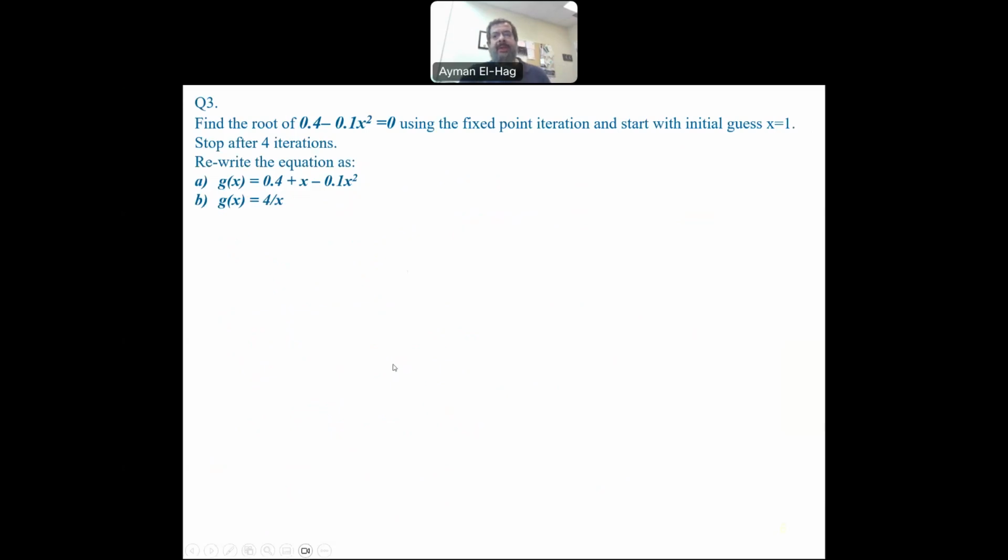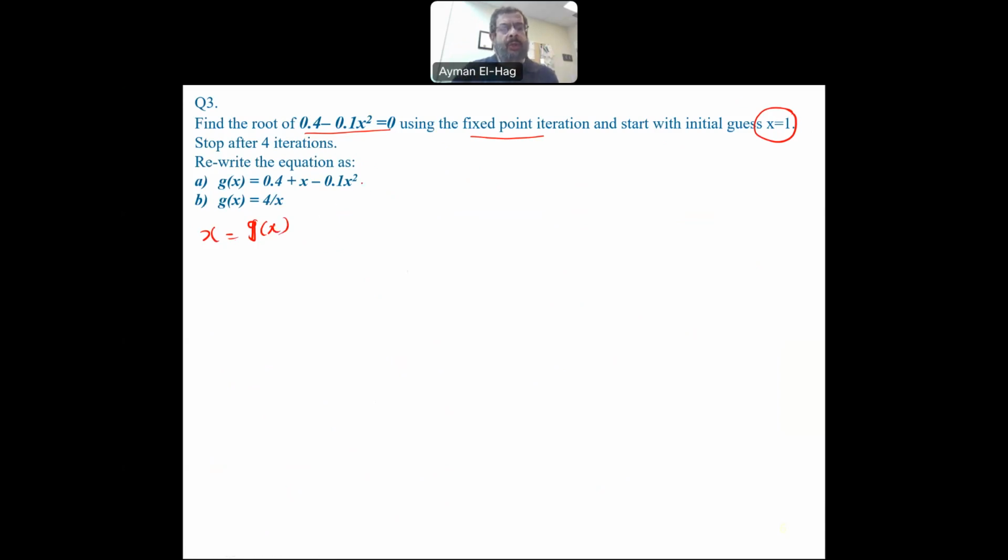Now, the third question is about using the fixed point iteration. And you are given the function here. We want to find the root, one of the roots here. We start with an initial guess x equal to 1, and we stop after 4 iterations. Now, as you know, to solve this question, we have to rewrite the equation in the form of x equals g of x. That is what you need. You need to have x on one side and then the rest.